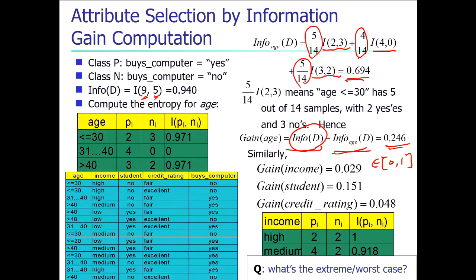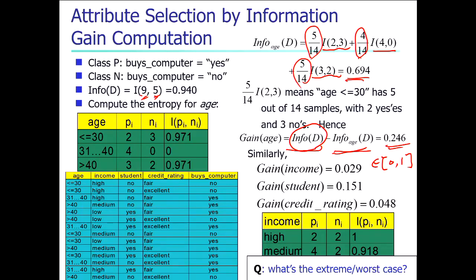Okay. So what is the extreme case? Let's not talk about the worst case, just the extreme case. The extreme case would be, just think if there is an attribute, for example, name or student ID, then for each and every sample, the value of the attribute is distinct, which means if you partition on this attribute, what is the information gain?